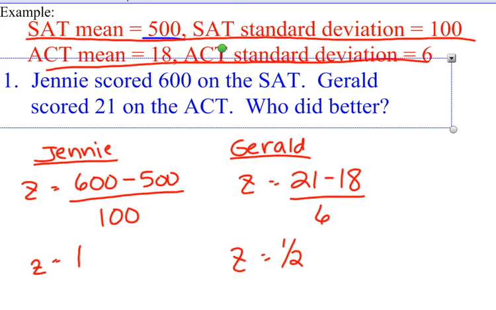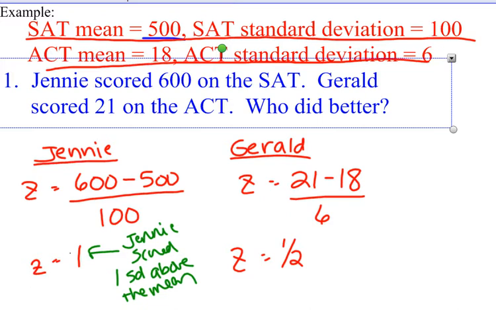So what this tells us right now is, is 1 better than 1/2? What does this actually mean? Just saying Z equals 1 doesn't tell me anything. You have to actually understand what this is saying. This score of Z equals 1 means Jenny scored 1 standard deviation above the mean, because hers is a positive 1. Gerald, if this is a half, then this means that Gerald scored half a standard deviation above the mean.